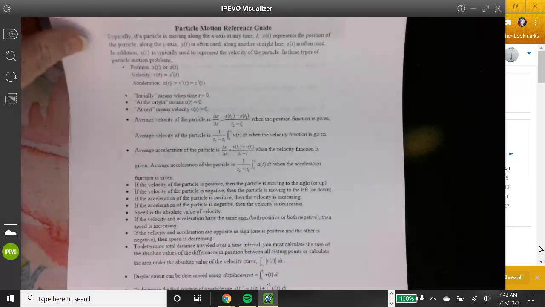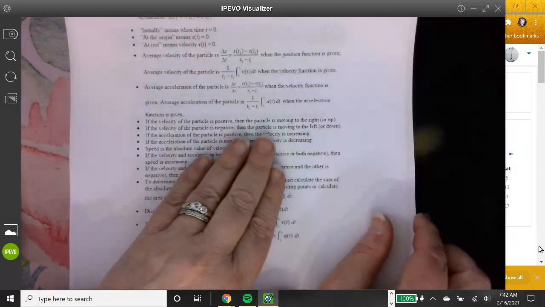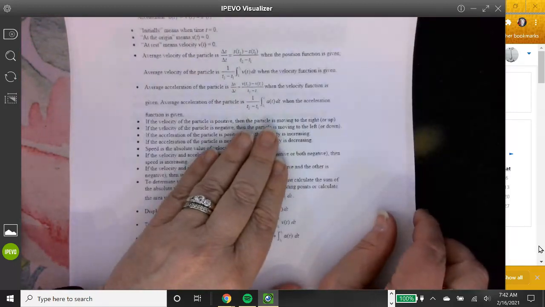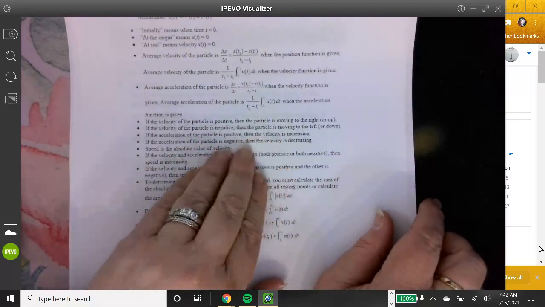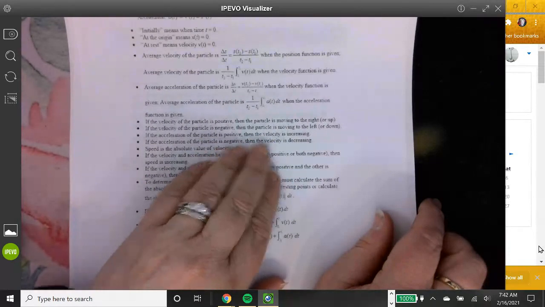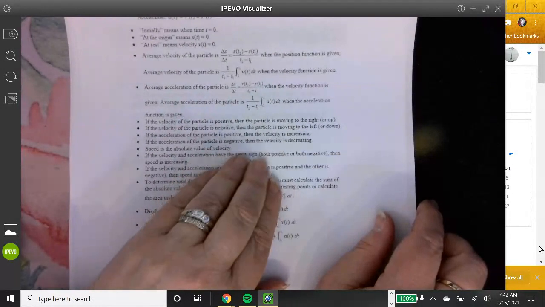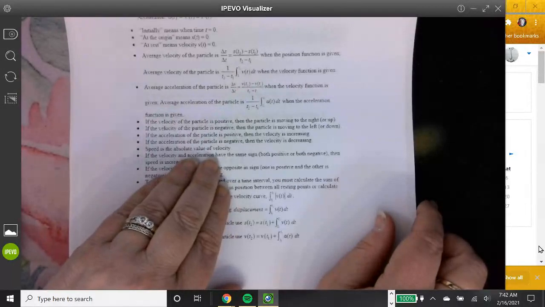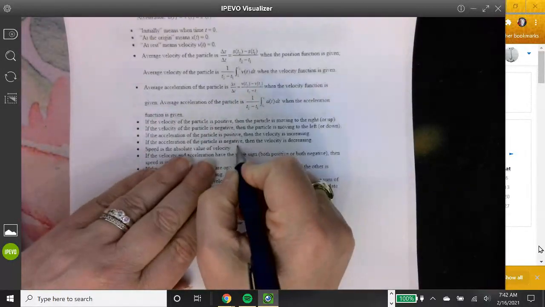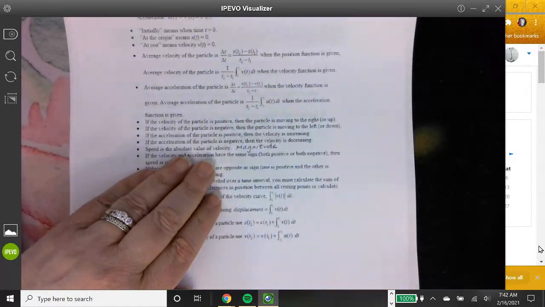And things that we already know from differential calculus: if the velocity of the particle is positive, then we know the particle is moving right, or it might be moving up. If the velocity of the particle is negative, then it's moving to the left or down. If the acceleration is positive, then the velocity is increasing, because velocity's derivative is acceleration. If the acceleration is negative, then the velocity is decreasing. And speed is the magnitude of the velocity. So that's an important thing to know, magnitude. It is directionless. It has no sign, SIGN.